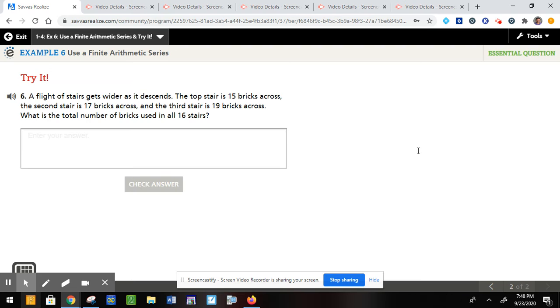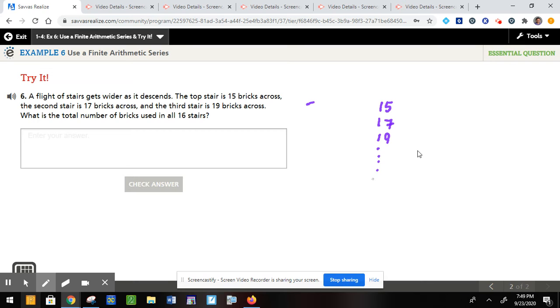So similar kind of question. You can pause it and then come back and check. But I would write out a little diagram. I'm not drawing stairs, but all right, the first row has 15. The next row has 17 bricks. The next stair has 19 bricks. And then you go all the way down, and there's a 16th row.